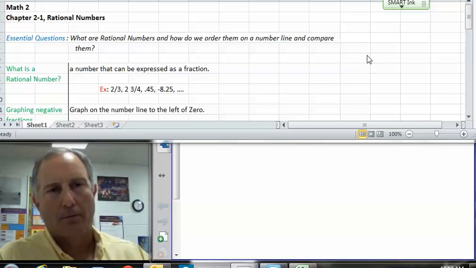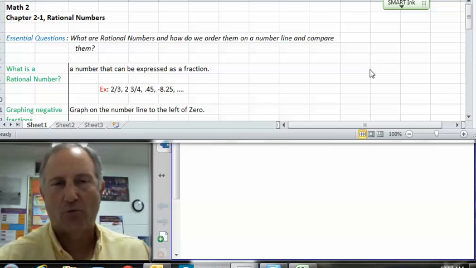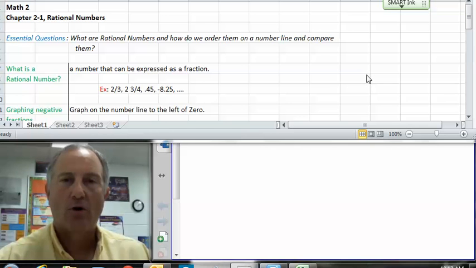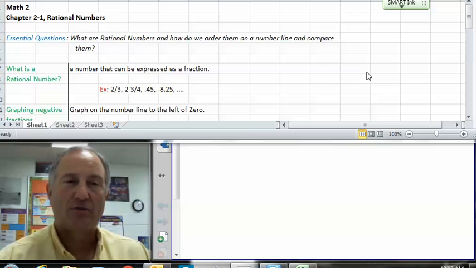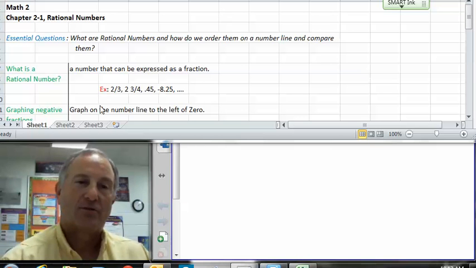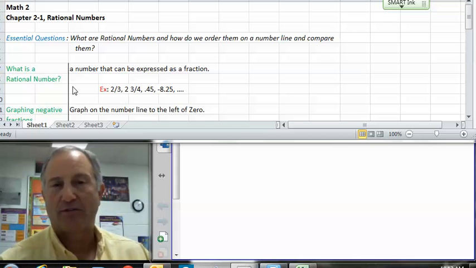Okay, here we go. Chapter 2, Section 1, Rational Numbers. Our essential question here is, what are rational numbers and how do we order them on a number line and compare them? Well, we should start out talking about what is a rational number. A rational number is a number that can be expressed as a fraction.